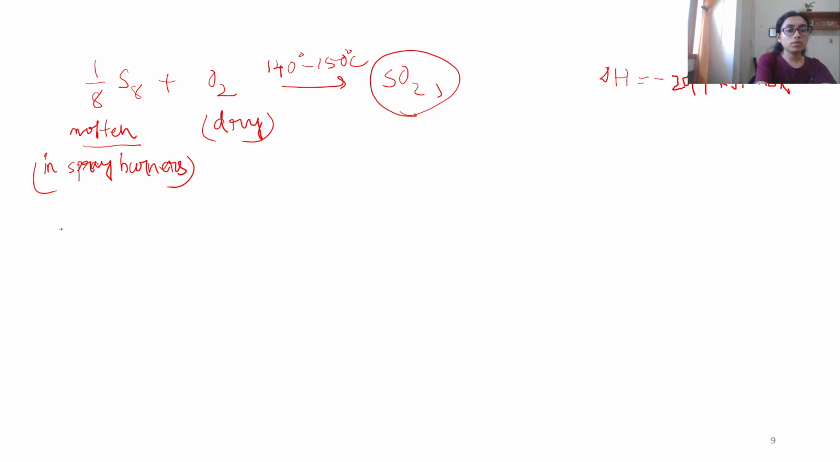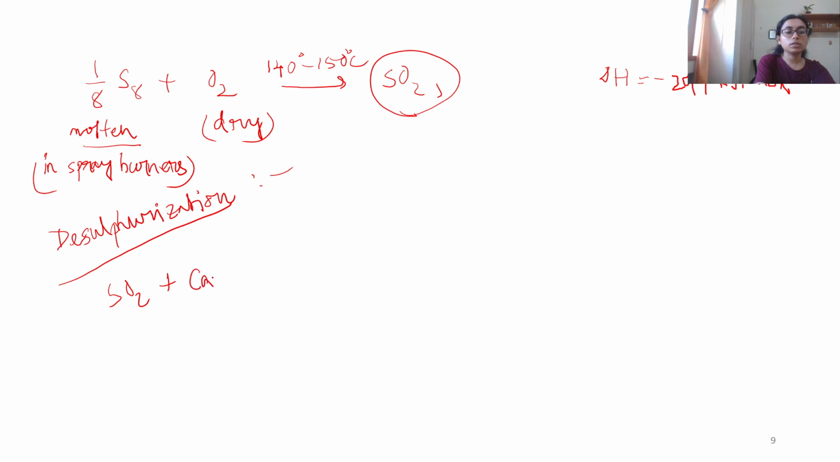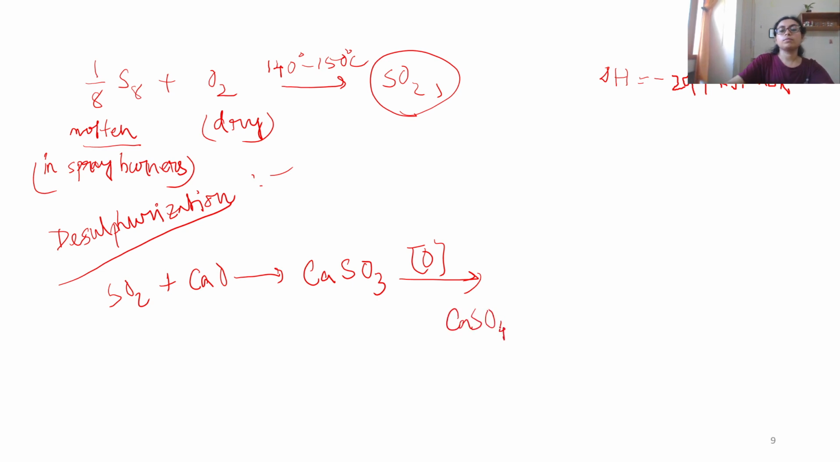So for desulfurization, what we generally do is react this SO2 with calcium oxide. This will produce calcium sulfide initially, followed by oxidation to produce gypsum, calcium sulfate, a very stable compound. And then this calcium sulfate will be solid and trapped in the chamber. So the emitted gas will not contain any sulfur to create acid rain pollution.